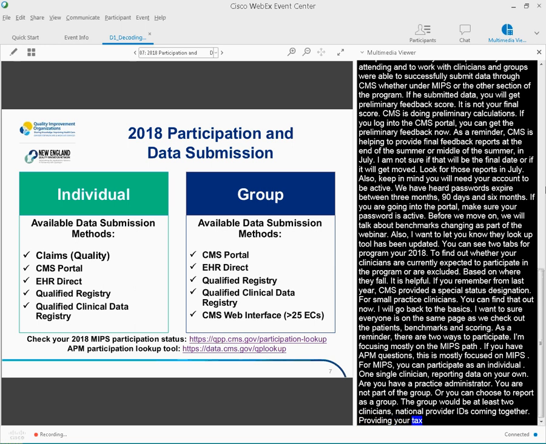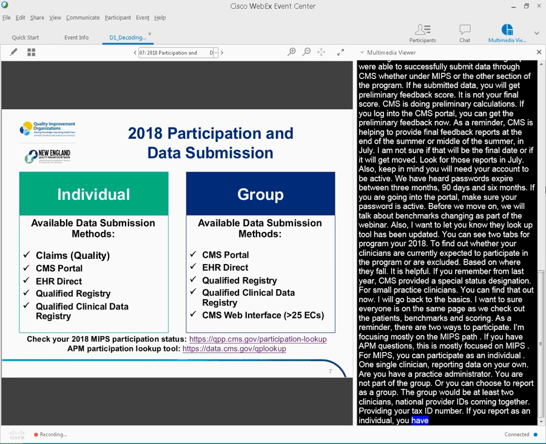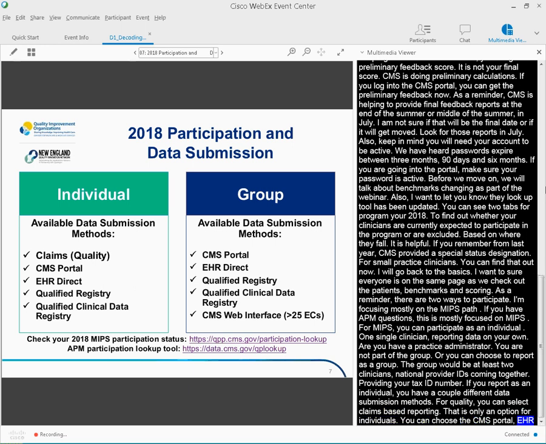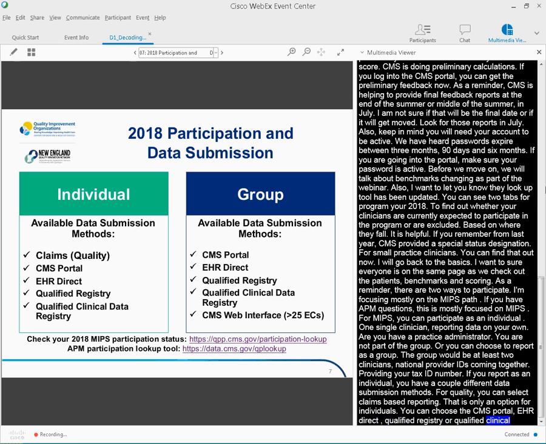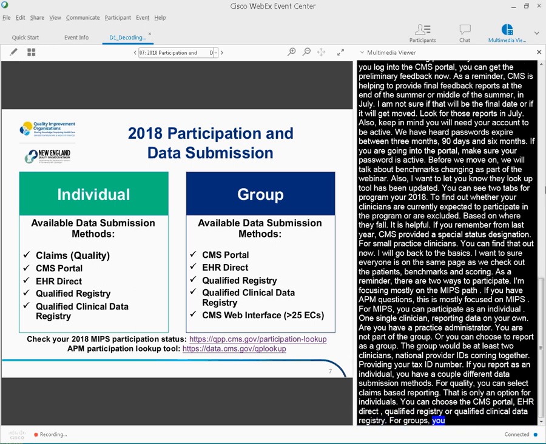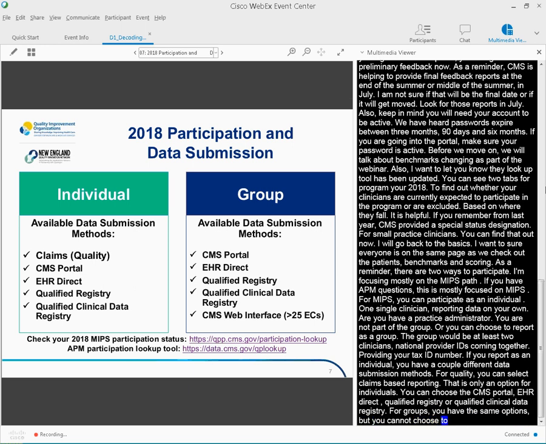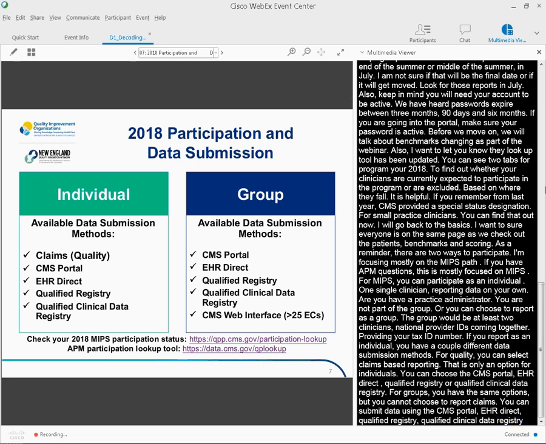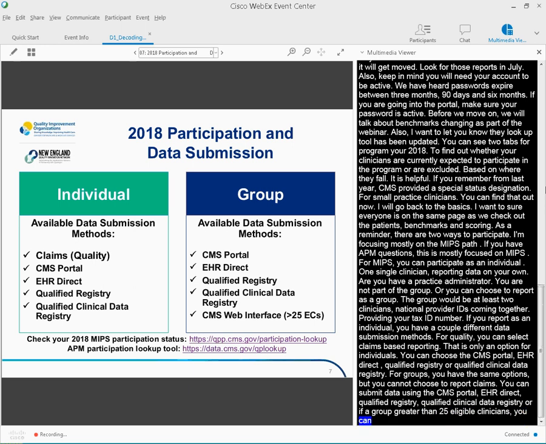If you report as an individual, you have a couple different data submission methods. For quality, you can select to report claims-based reporting, and that is only an option for individuals. You can choose to use the CMS portal, EHR Direct, a qualified registry, or a qualified clinical data registry, or QCDR. For groups, you pretty much have the same options, although you cannot choose to report claims as a group. That's only individual. So you can submit data using the CMS portal, EHR Direct, qualified registry, qualified clinical data registry, and if you're in a group of greater than 25 eligible clinicians, you can choose to use the CMS web interface. That's a tool that many of the APMs are using.